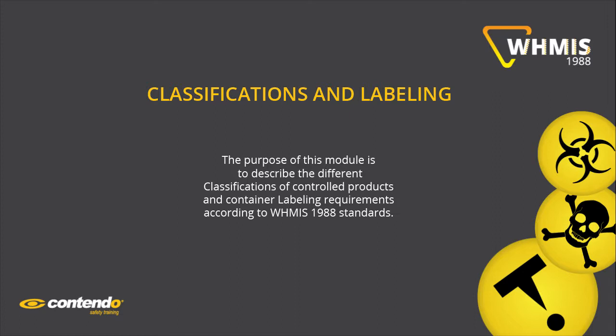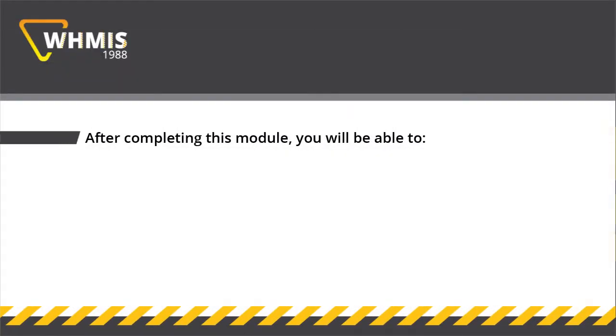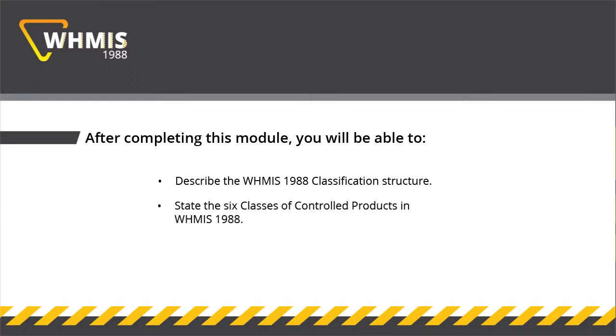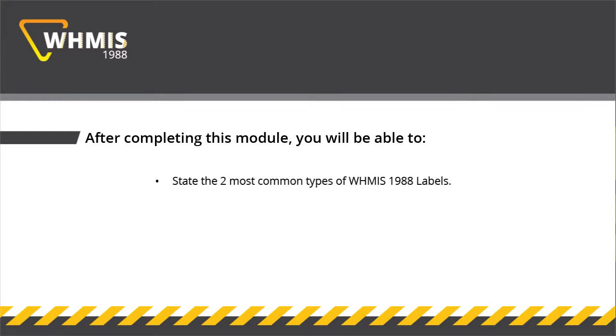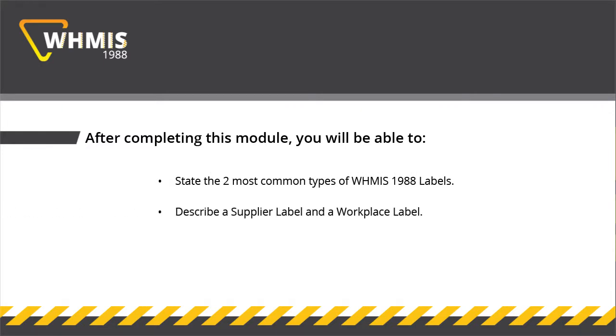WHMIS 1988 standards. After completing this module, you will be able to describe the WHMIS 1988 classification structure, state the six classes of controlled products in WHMIS 1988, identify the hazard symbol assigned to each class, division, and subdivision in WHMIS 1988, state the two most common types of WHMIS 1988 labels, describe a supplier label and a workplace label, and describe the requirements of using WHMIS 1988 labels.